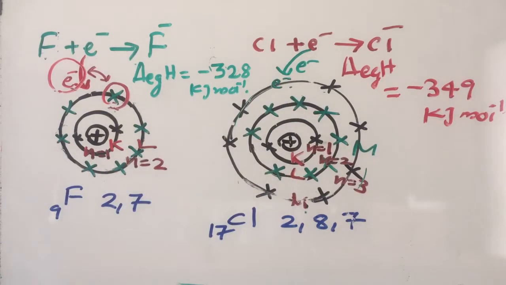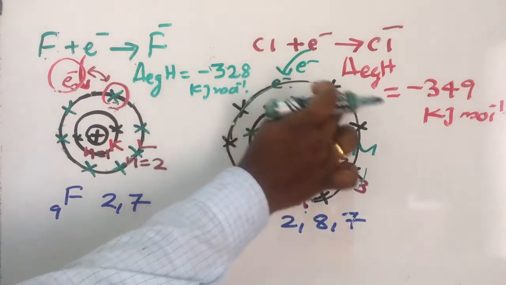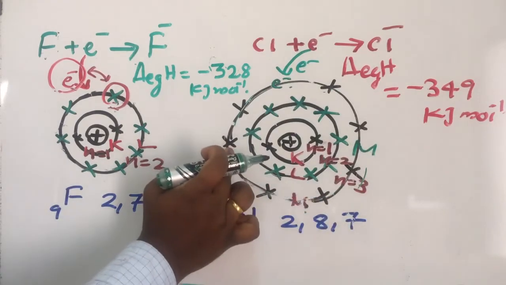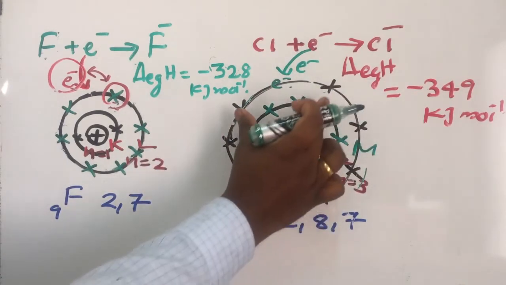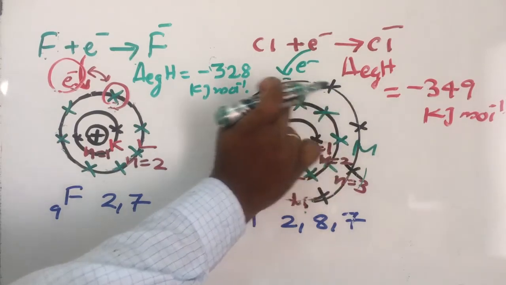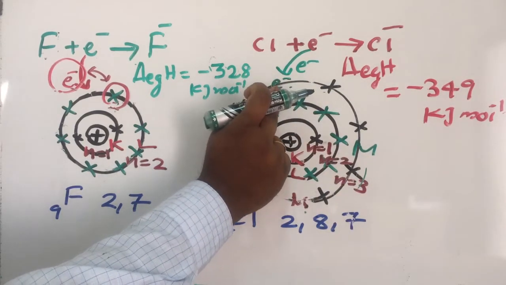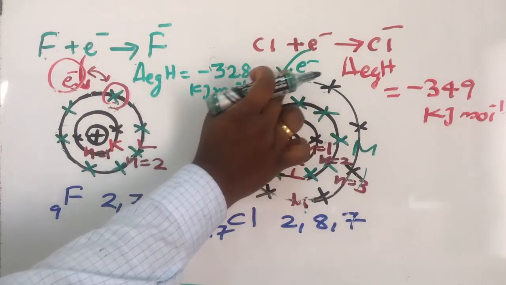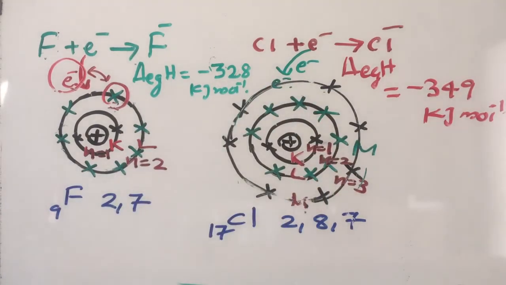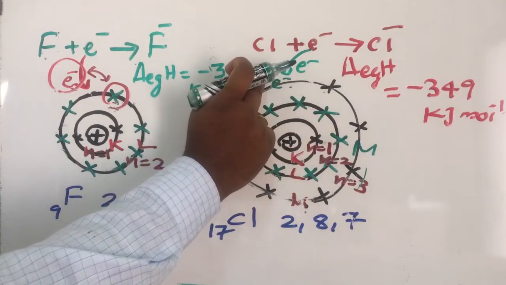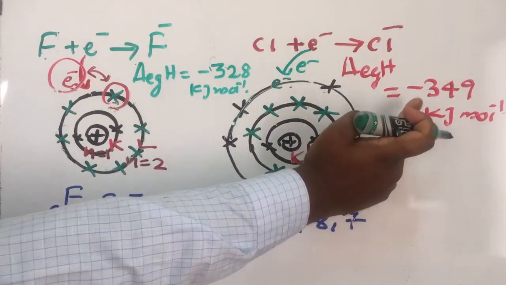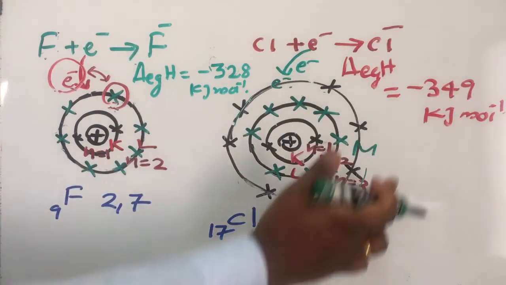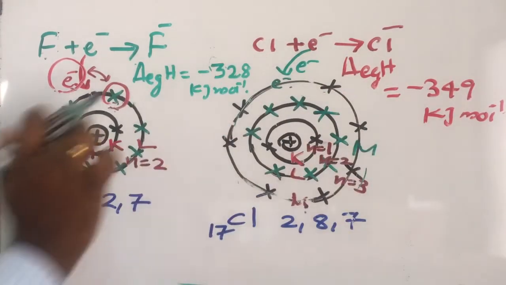Due to the large size of the M shell, the 7 electrons can properly arrange in the shell. Space is more. So due to the space, the repulsion between the added electron and the existing electrons is less. So addition of an electron becomes easier. When addition of an electron is easier, a large amount of energy will be released. That is why the value is minus 349 kilojoule per mole. Clear? So the value becomes higher than fluorine.